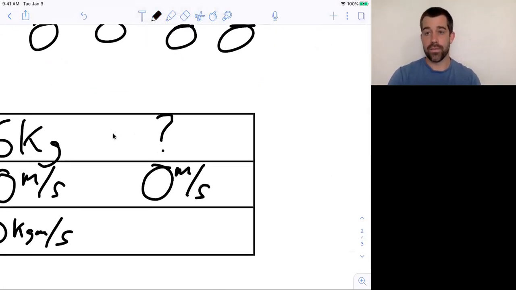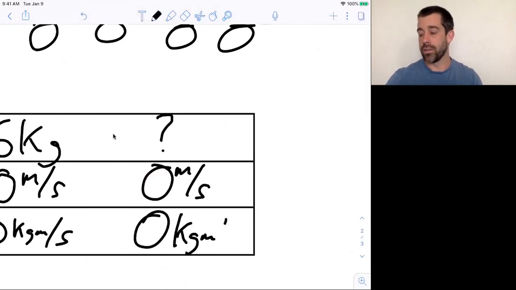Now for this fun fact. This is always a tricky one. People get stuck here. They don't know what to do. But I want to point out to you that you can answer the momentum of this object. Even though you don't know the mass, anything times 0 is going to be 0. And so since this object is not moving, we know it has a momentum of 0 kilogram meters per second.